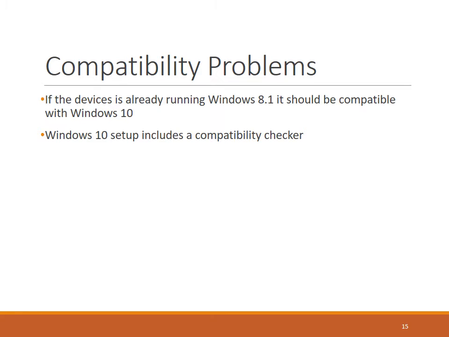So let's talk about some compatibility problems you might run into. So first off, if the device is already running Windows 8.1, it should be compatible with Windows 10. Windows 10 setup includes a compatibility checker, so make sure that when you are thinking about running the upgrade from Windows 8 or Windows 7 to Windows 10, that you run the compatibility checker.